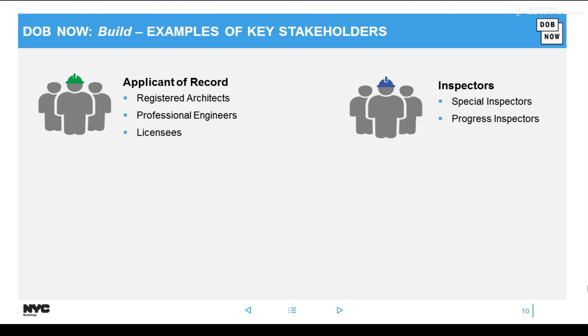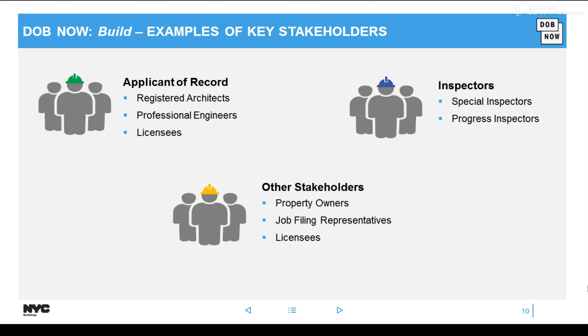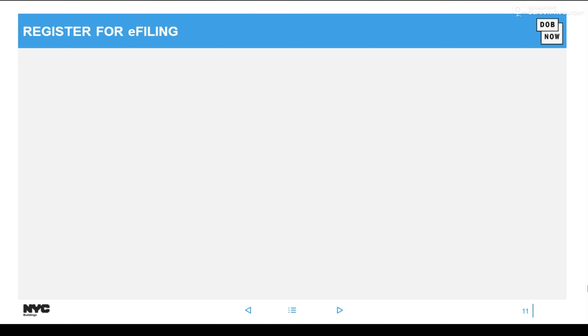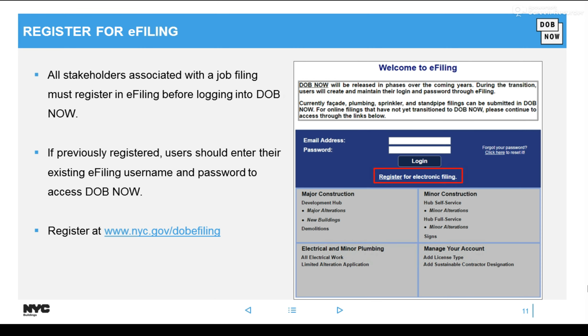Who uses it? We have the applicant of record, which is like the master key holder of DOB Now job filings, which includes registered architects, professional engineers, and so forth. Then we have inspectors, special and progress inspectors, and other stakeholders such as property owners and filing reps. All of these roles must be registered in e-filing in order to log in and be associated to a job filing, and they will do that by going to nyc.gov/DOB e-filing, and where I have that red box there is where they would click the link in order to log in and file.